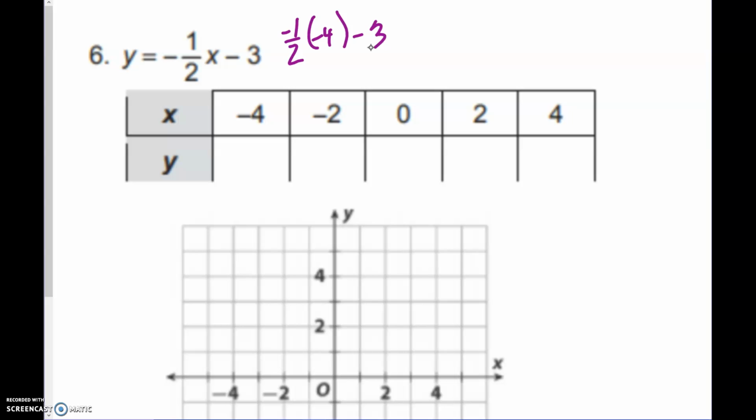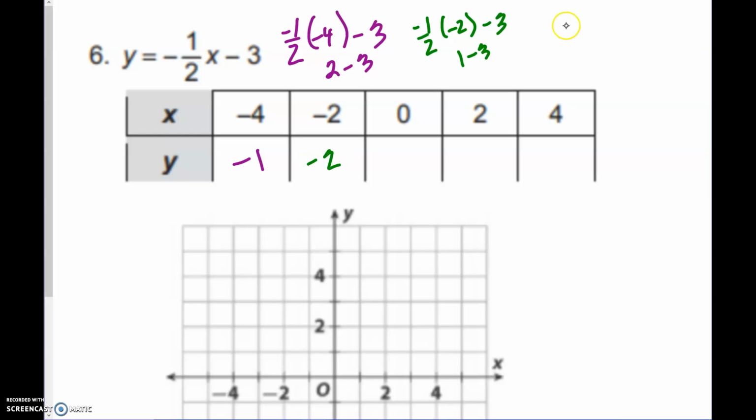Wow, lots of negatives in this one. So negative times a negative is a positive. So we have 2 minus 3. So we get a -1. The next one's going to be -1/2 times a -2 minus 3. So negative times a negative is a positive. So we have 1 minus 3. And we get a -2.